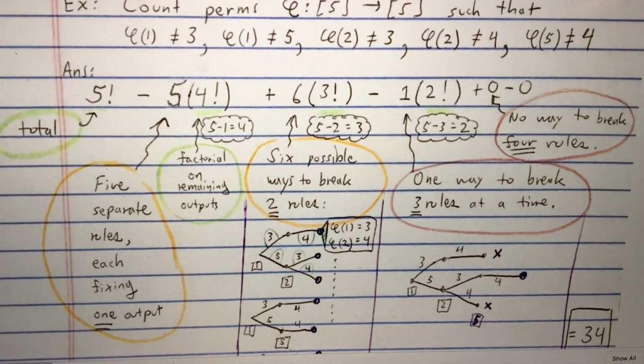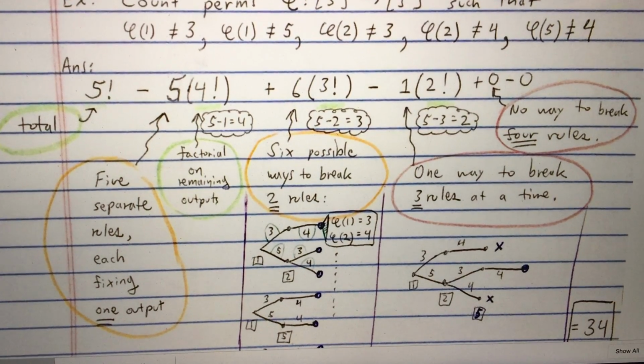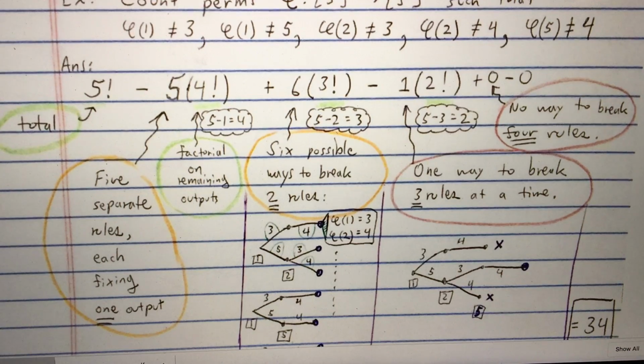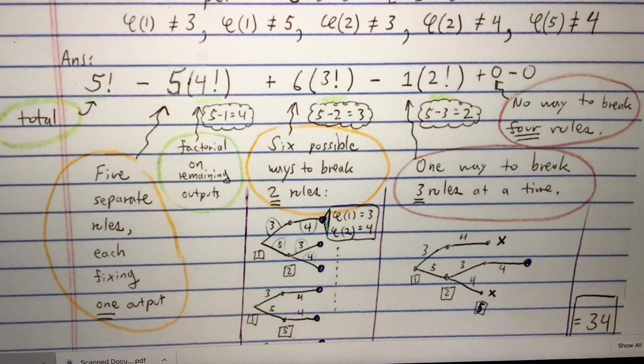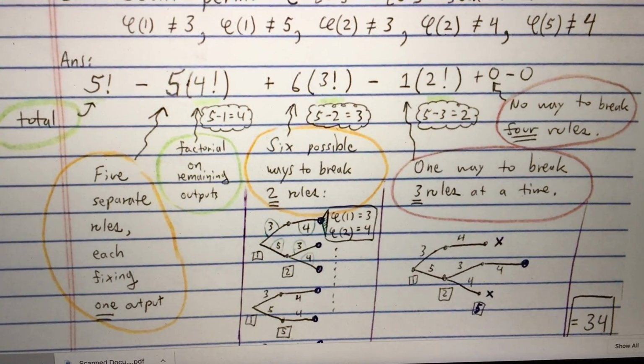Okay, so this first subtraction is minus 5 times 4 factorial. So first of all, where did the 5 come from? Well, it's because there are 5 separate rules, which we can still see above.